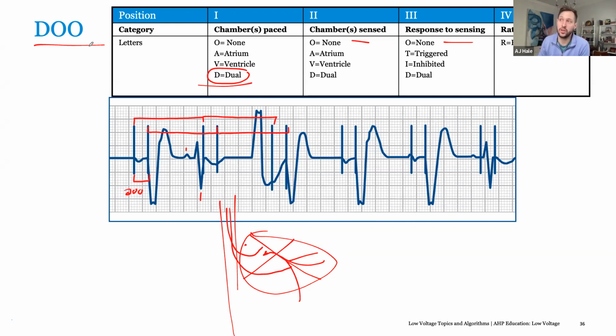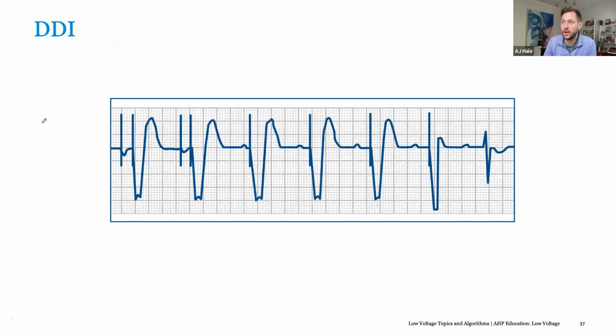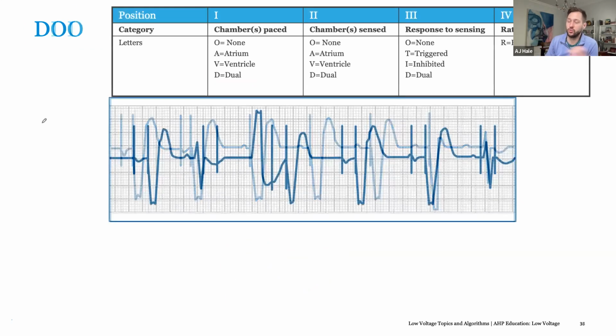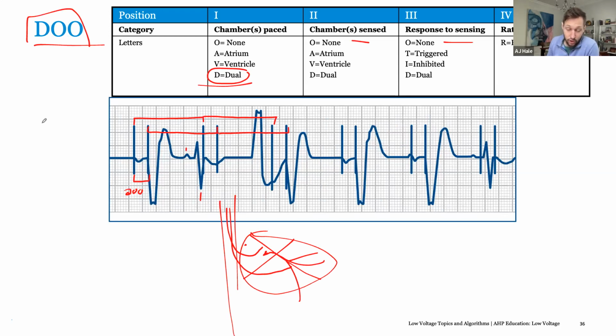Same thing as VOO. For DOO, you'd use an example like the patient is going into surgery, or we know the patient has issues with noise, and we're trying to bridge them to a gen change or revision or anything like that. It's just a way to kind of serve as a Band-Aid. So this is DOO. It's the most simple proper dual chamber mode. Does that make sense for everybody?